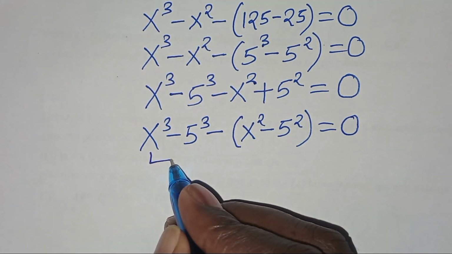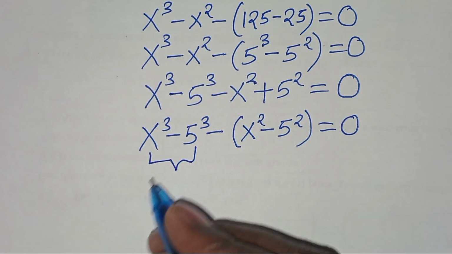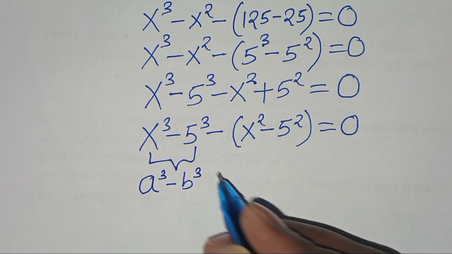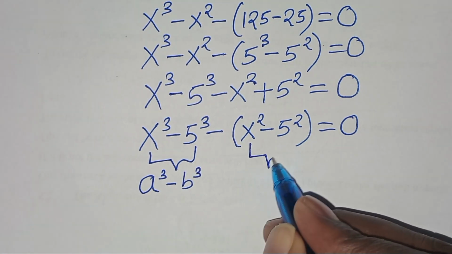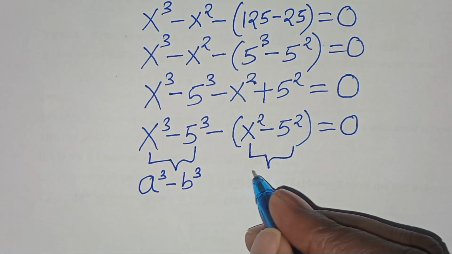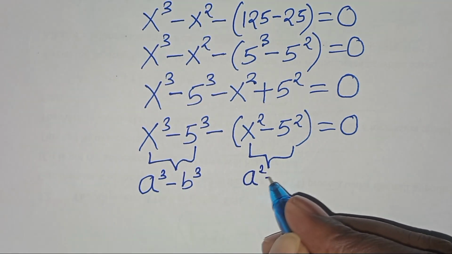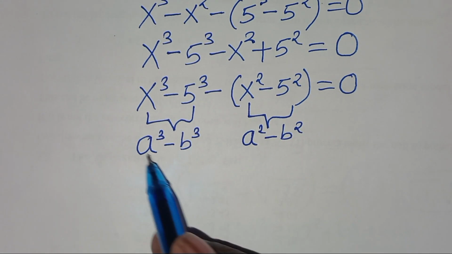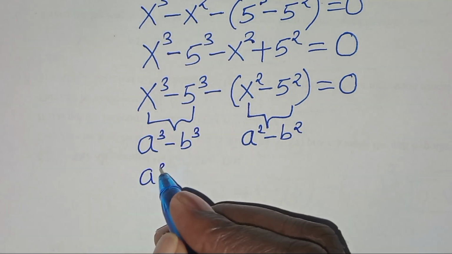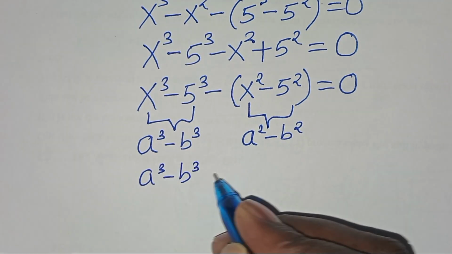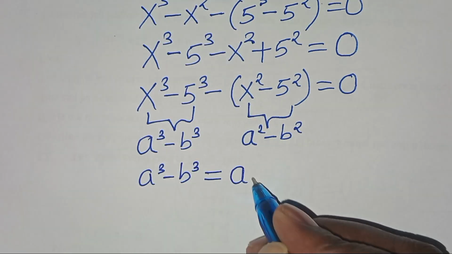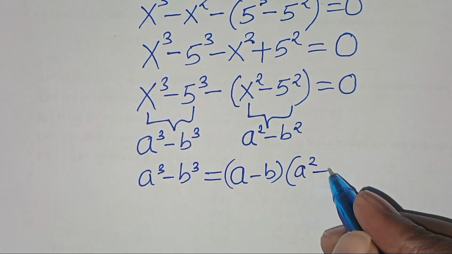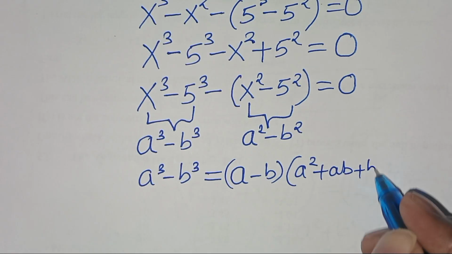Now we have two parts here. The first part is the difference of two cubes expressed as a to power 3 minus b to power 3. And the second part here, this is the difference of two squares expressed as a squared minus b squared. So here we have a to power 3 minus b to power 3, which we can express as a minus b, a squared plus ab plus b squared.